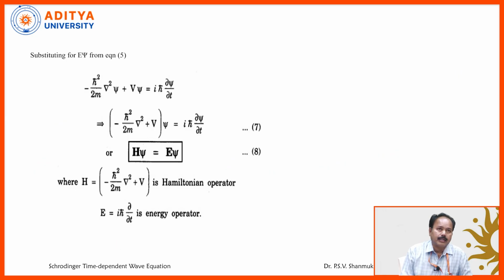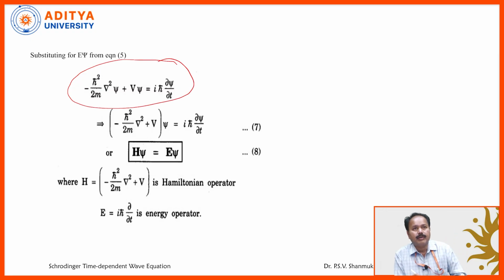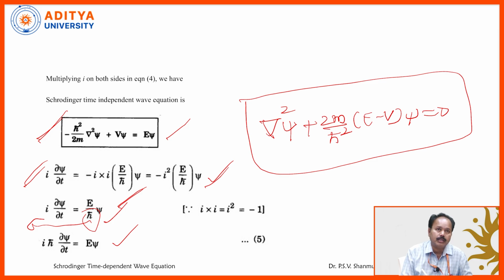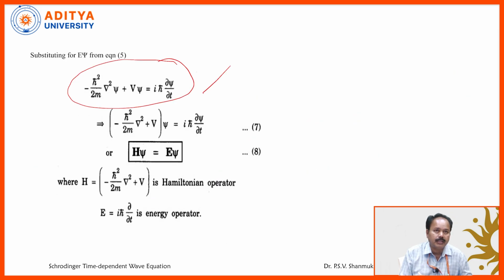See, actually I am just writing this is the Schrodinger wave equation: minus h cross squared by 2m del squared psi plus V psi is equal to E psi. Actually, what is E psi we got? E into psi is equal to i h cross ∂/∂t of psi. That's why the same thing is written on the RHS. Again it is written in the form of H psi is equal to E psi.